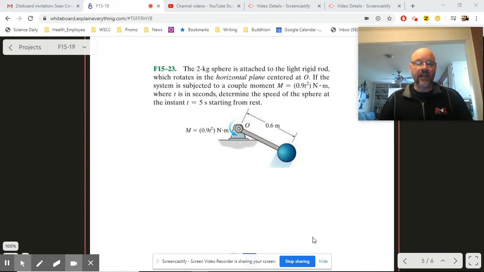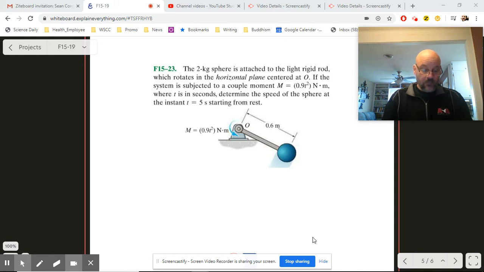Okay, so here's our next one, number 23. In this case, we've got a 2 kilogram sphere. It's attached to a rod. It's rotating in the horizontal plane. The system is subject to a couple, and we're to determine the speed at the instant.